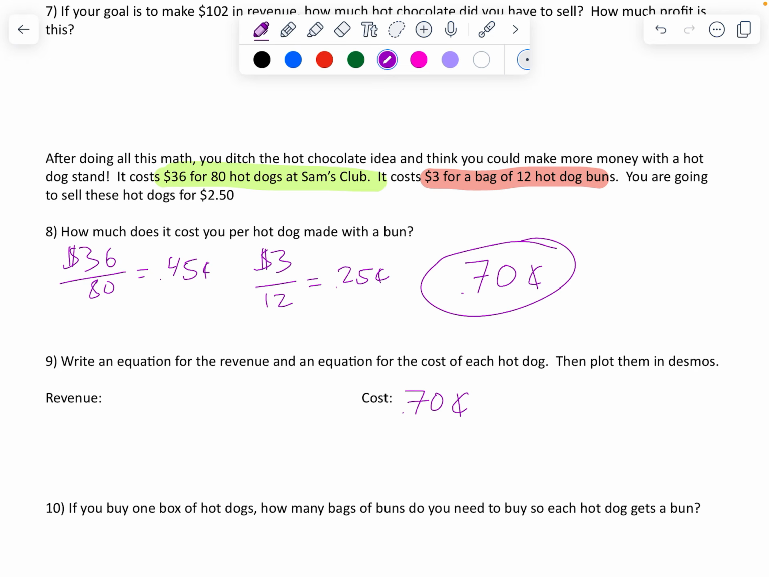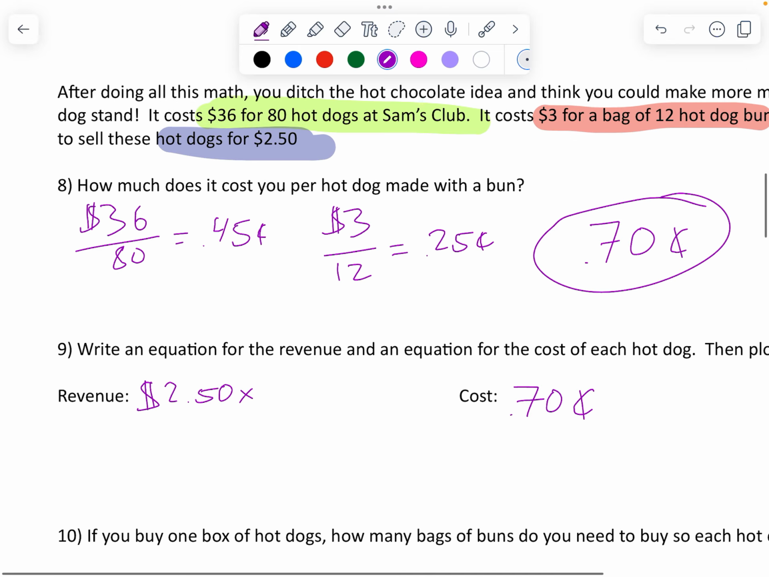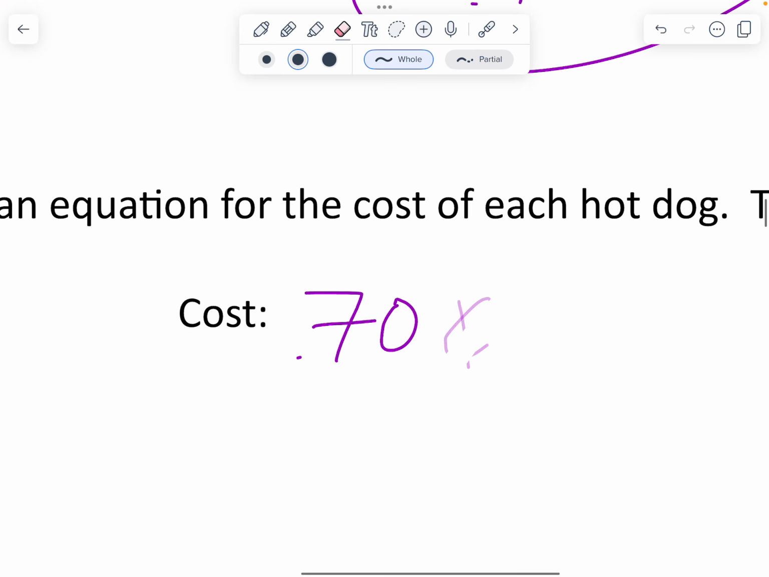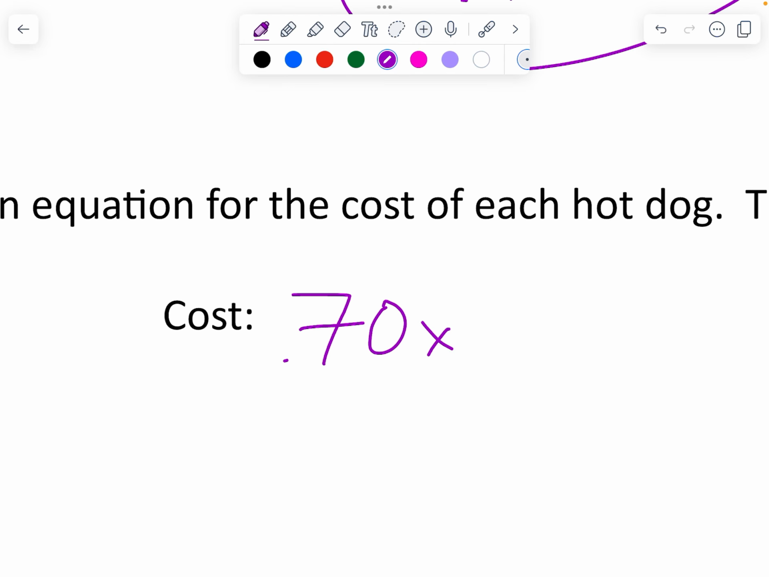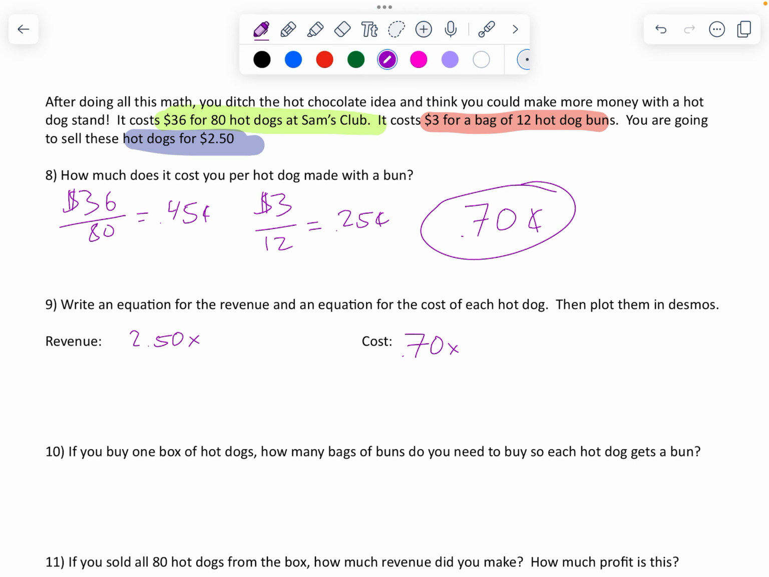How much is your revenue? Well, you're going to sell the hot dogs for $2.50, right? So your revenue, you're bringing in $2.50 per hot dog, right? So really, this is 250x. Let's get rid of the symbols. Okay, so we've got 0.70 we're spending per hot dog. We're making $2.50 per hot dog. So those are the two equations.